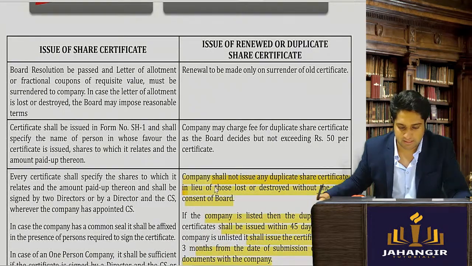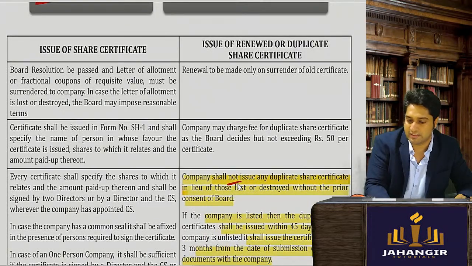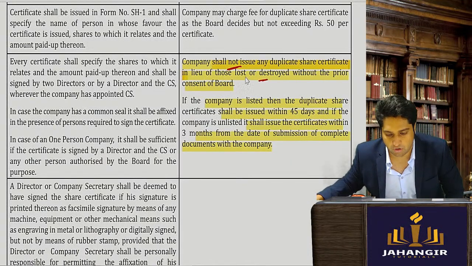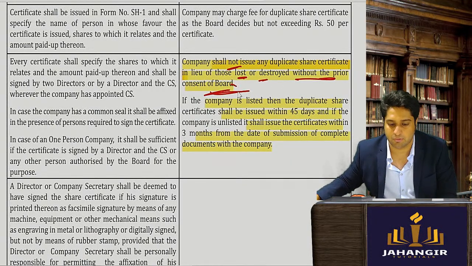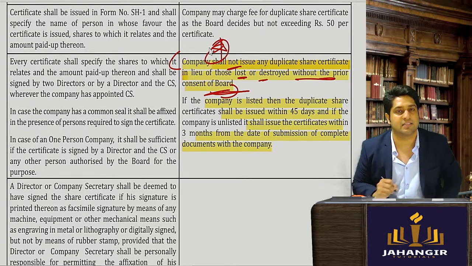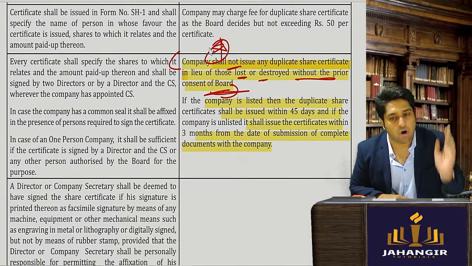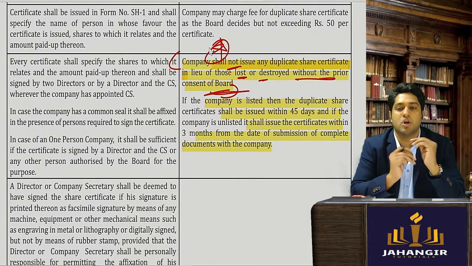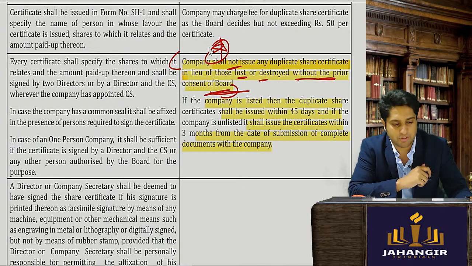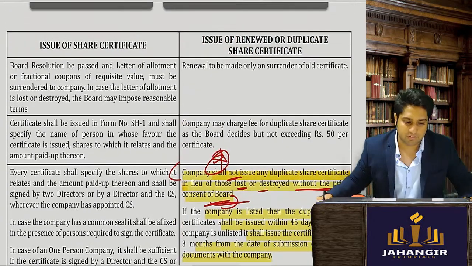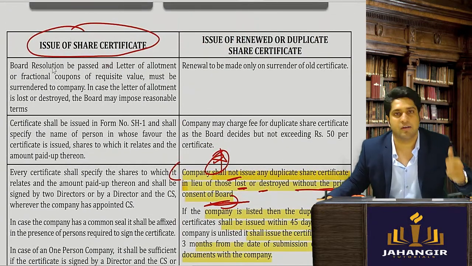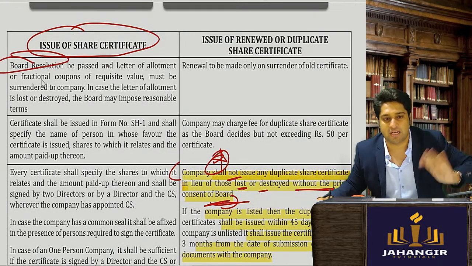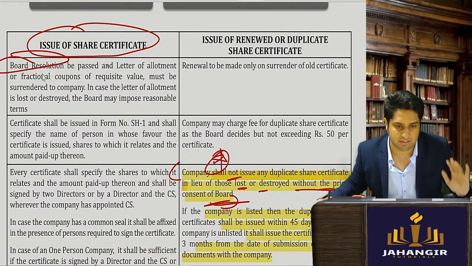Here, if you go to see, a company shall not issue duplicate share certificates in lieu of destroyed or lost without prior consent of the board. So this is what I had asked. Board of directors shall not issue any duplicate share certificates in lieu of the lost or destroyed without the consent of the board of directors. Here again, to issue the securities, it is only the board of directors who have passed a board resolution who are the proper authority to issue share certificates.